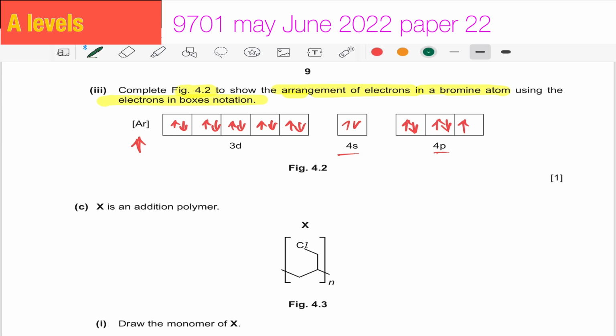Now we can just simply count the electrons. Argon has 18 electrons, then 18, 19, 20. Then D has 10 electrons, so it would be 30. And finally 4p has 5 electrons, so this would be 35 electrons. So bromine has a total of 35 electrons, and this is the electron configuration of bromine.